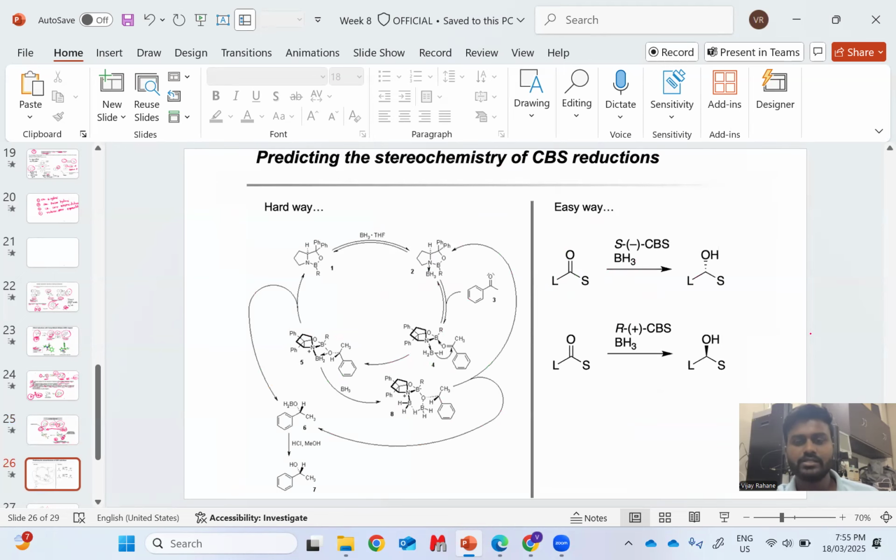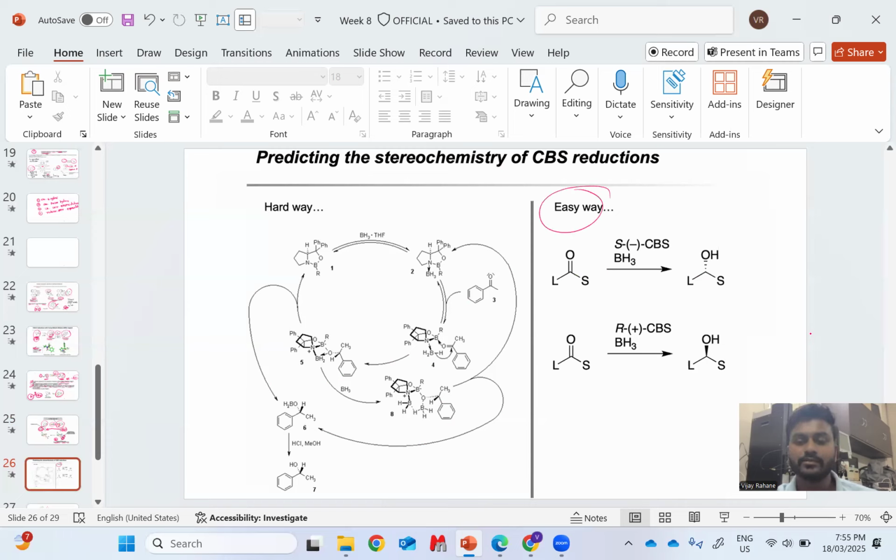If you want to directly give the product just by seeing the starting material, and you just want to directly assign the product, it is very difficult to go step by step by making the transition state and all. But there is an easy way to do that.